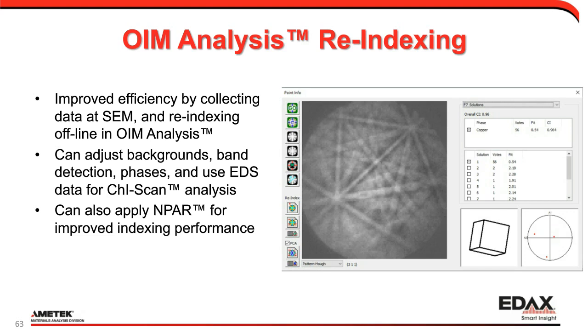And if you've saved your patterns, you can do things like adjust your backgrounds, adjust your Hough band detection, adjust your phases, use EDS for chi-scan, apply NPAR. There's lots of different things you can do that saves you time away from having to do this tweaking when you're live on the microscope.